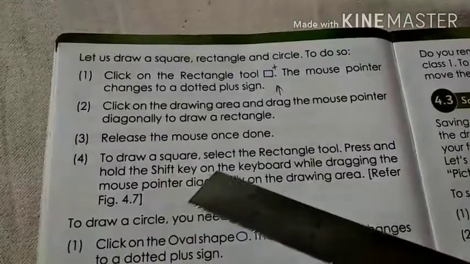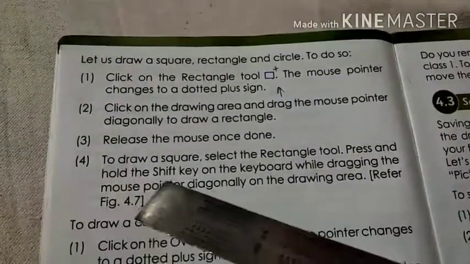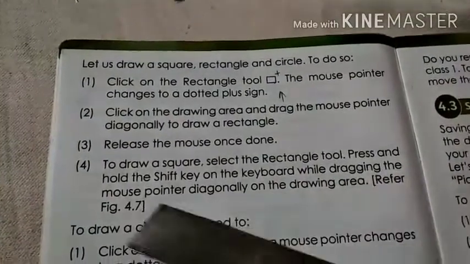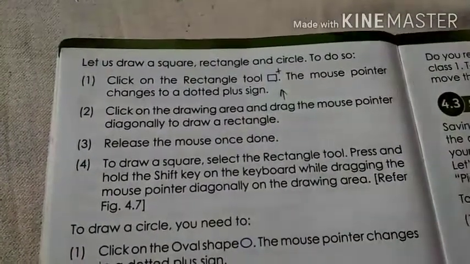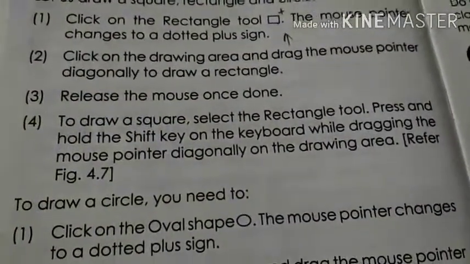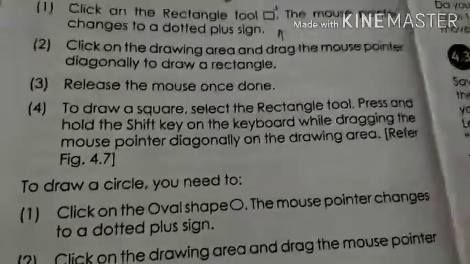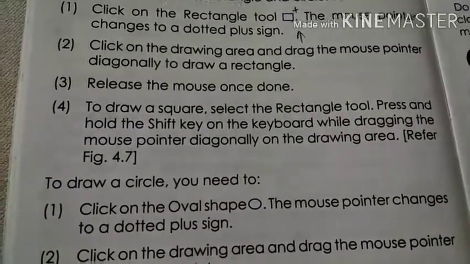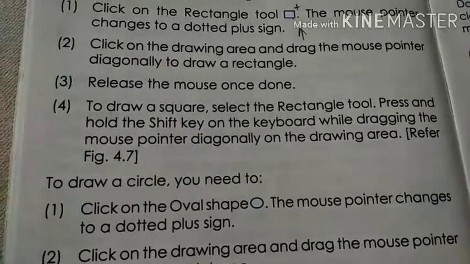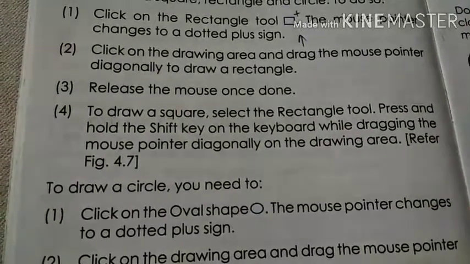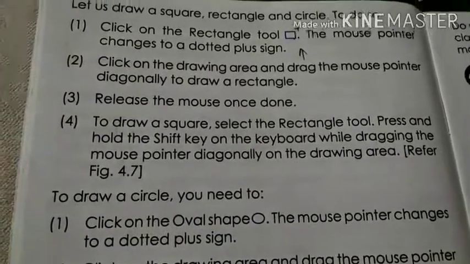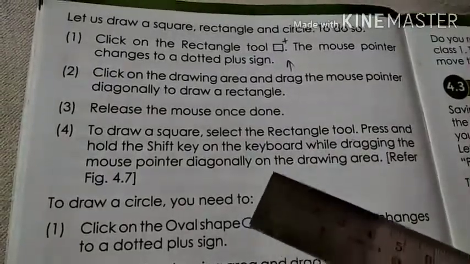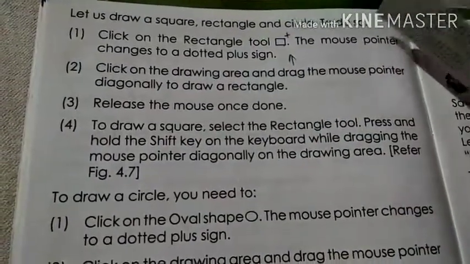To draw a square, select the rectangle tool, press and hold the shift key on the keyboard while dragging the mouse pointer diagonally on the drawing area. Now if you want to draw a square, then you have to select the rectangle tool and you need to press and hold the shift key on the keyboard and drag the mouse pointer in your drawing area. So this is how you need to use these steps to draw shapes in MS Paint.